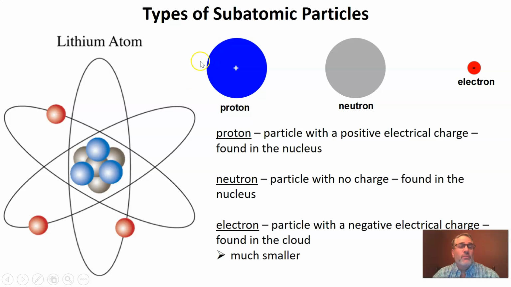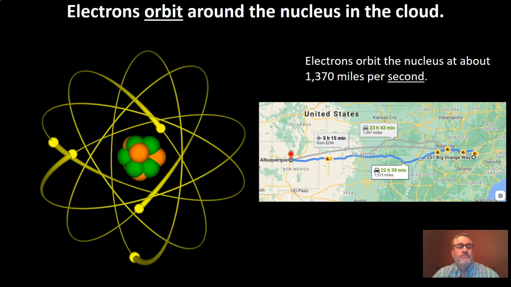So three types of subatomic particles. We have protons and neutrons, which are both found in the nucleus, and then we have electrons, which are found orbiting out in the cloud.